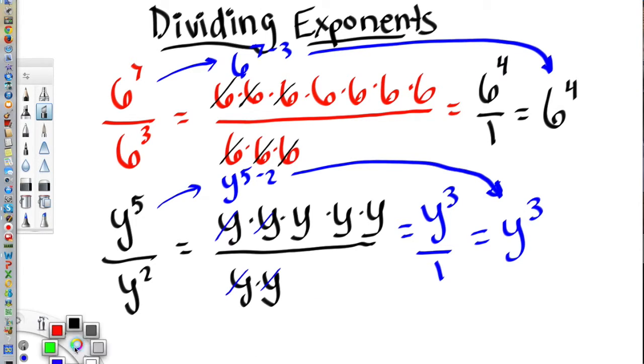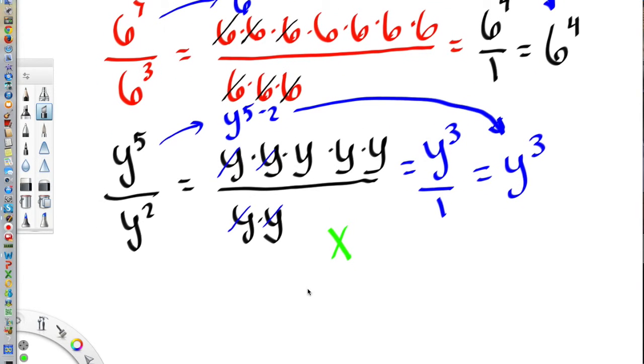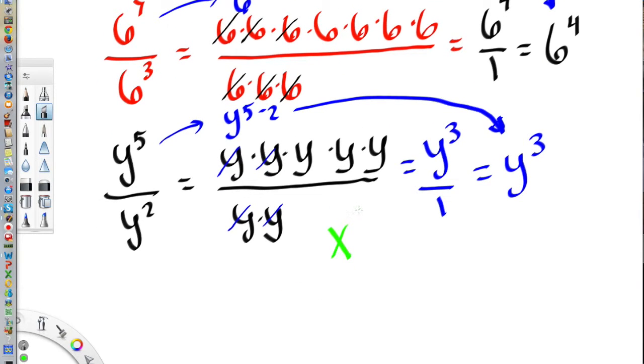So I could write this as a rule. It's just when I have x to the a power and I divide it by x to the b power, it's really x to the a minus b power. I am just taking the exponent.